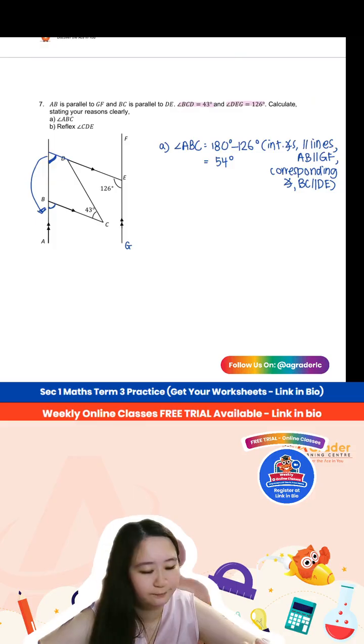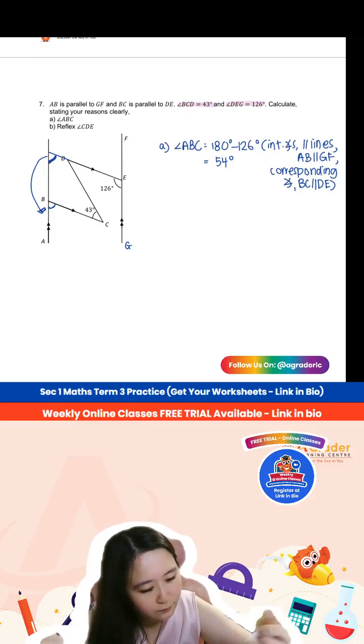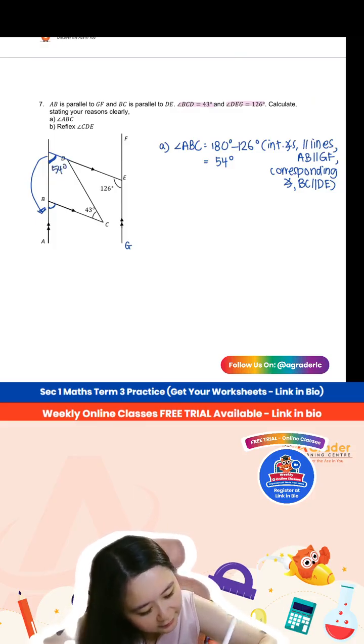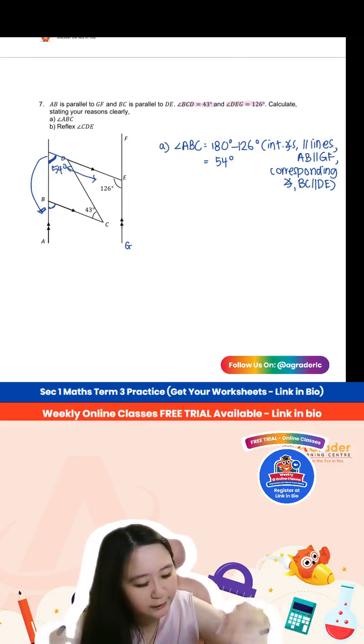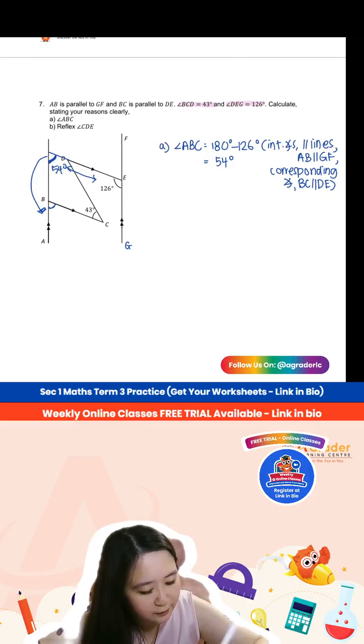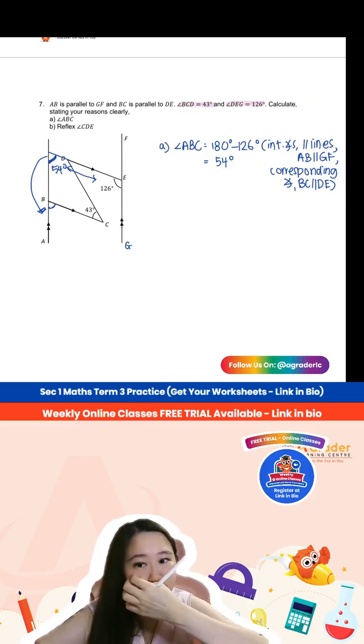Can? Using interior angles, we can find that this adds up to 180, then after which we use corresponding angles for part A.